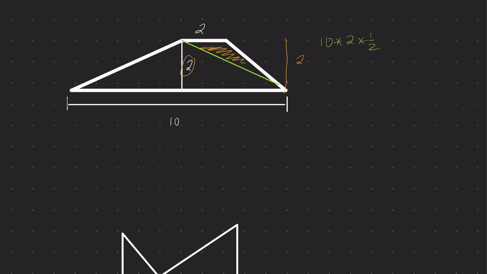And so we could do 2 times 2 times 1/2, and then we can add the outputs together. So we get 10 plus 2 equals 12. So I believe the area of this shape will be 12 units.